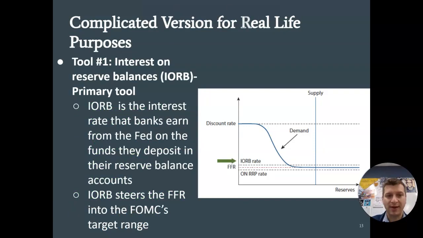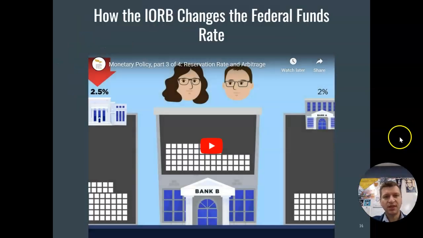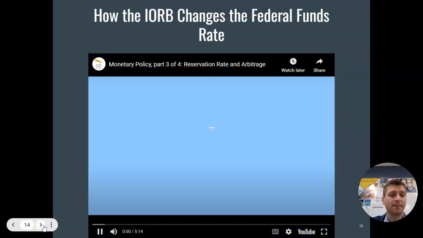First, the IORB rate. This is the interest rate that banks earn on money deposited at the Fed. So just like I said, you put money at your bank and you earn interest on that. Banks put money at the Fed and they earn interest on that. That's the IORB rate. This is the main rate that's going to steer the federal funds rate. So this is another video that explains that very well. If you want to go back, please go back and watch this.